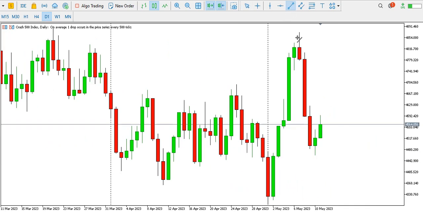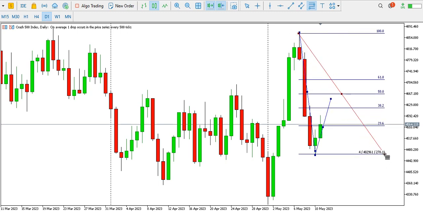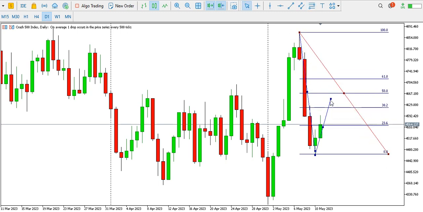You can see on the daily time frame it spiked down and it's currently retracing. If you use your Fibonacci retracement tool, you can know which point it is going to retrace up to. Currently it has broken the 23.6 Fibonacci level. You might get to the 38.2 Fibonacci level and start to go down, so that you can test this support area here.